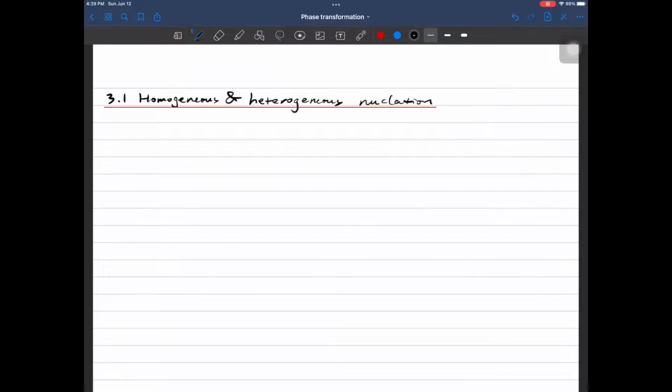In this and the next few videos, we'll discuss solidification. During the process of solidification, liquid will turn into solid. Therefore, we'll start by discussing nucleation of the solid phase in the liquid phase. There are two types of nucleation: homogeneous nucleation and heterogeneous nucleation. We'll start by talking about homogeneous nucleation.